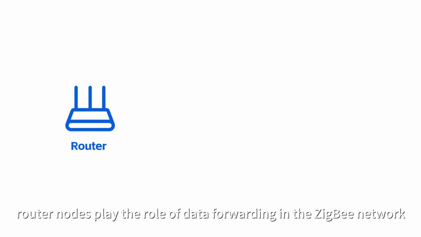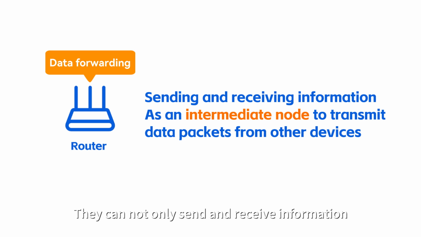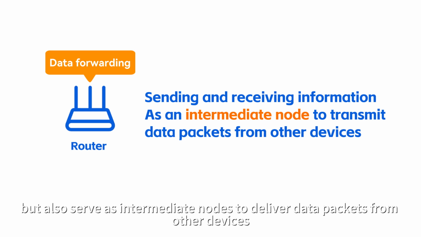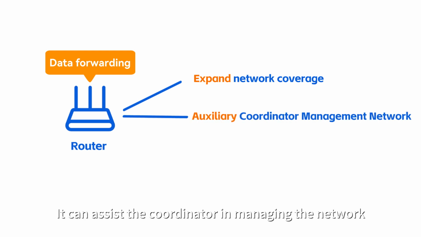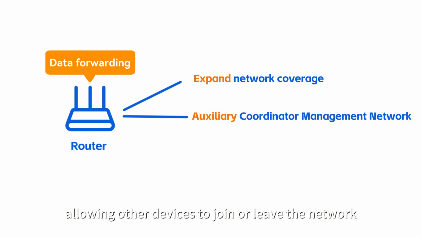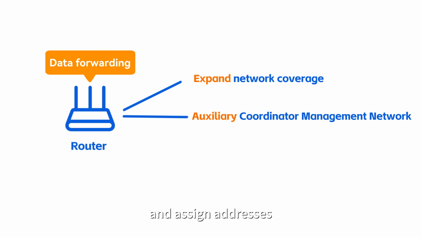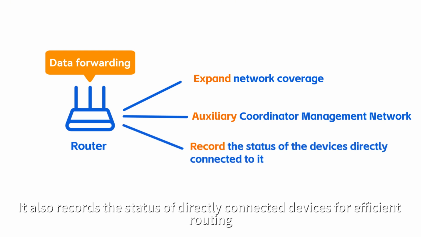Secondly, router nodes play the role of data forwarding in the ZigBee network. They can not only send and receive information, but also serve as intermediate nodes to deliver data packets from other devices. It is mainly responsible for expanding network coverage and routing messages to target nodes or other routers through multi-hop communication. It can assist the coordinator in managing the network, allowing other devices to join or leave the network, and assign addresses. It also records the status of directly connected devices for efficient routing.